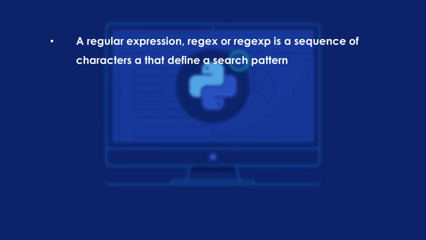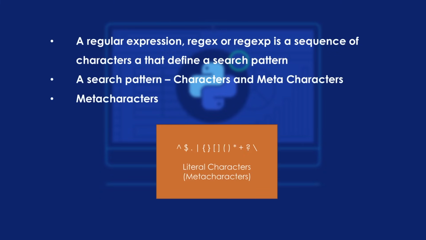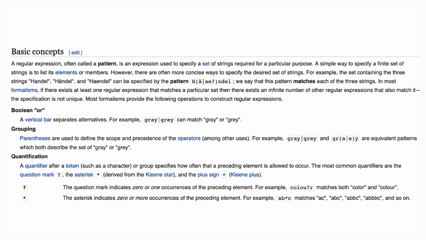Regular expression could be also called as regex or regexp. So whatever you would like to call it, it is a sequence of characters that define a search pattern. That search pattern is usually the combination of characters and meta characters. So the meta characters are like these: cap, dollar, dot, pipe, or curly braces. So these meta characters define the syntax around characters to create the search pattern, which is what we call as regular expression. Regular expression is one of the toughest programming concepts that is not very familiar.